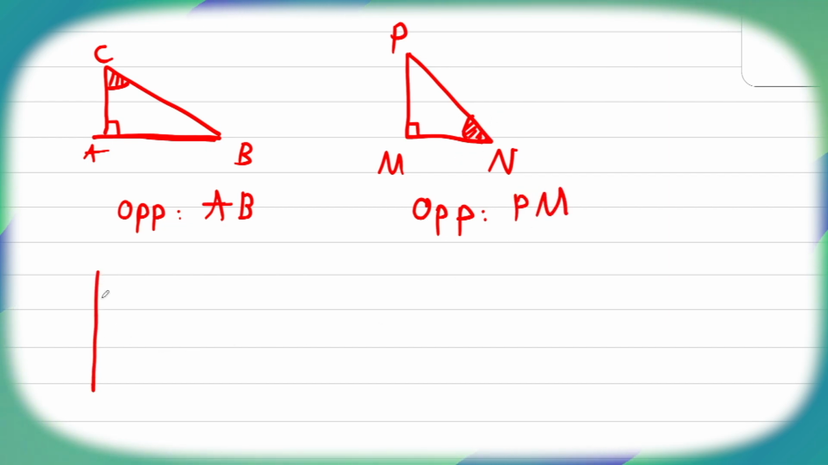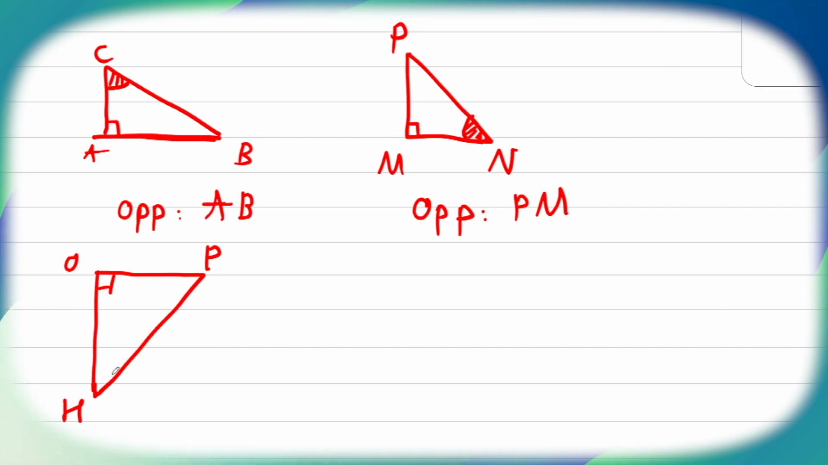Yeah, very easy. And next one, I have the right angle triangle OBH here, and I will choose the angle OHP here. And for the opposite side, I will get OP. OP is the opposite side for this angle.